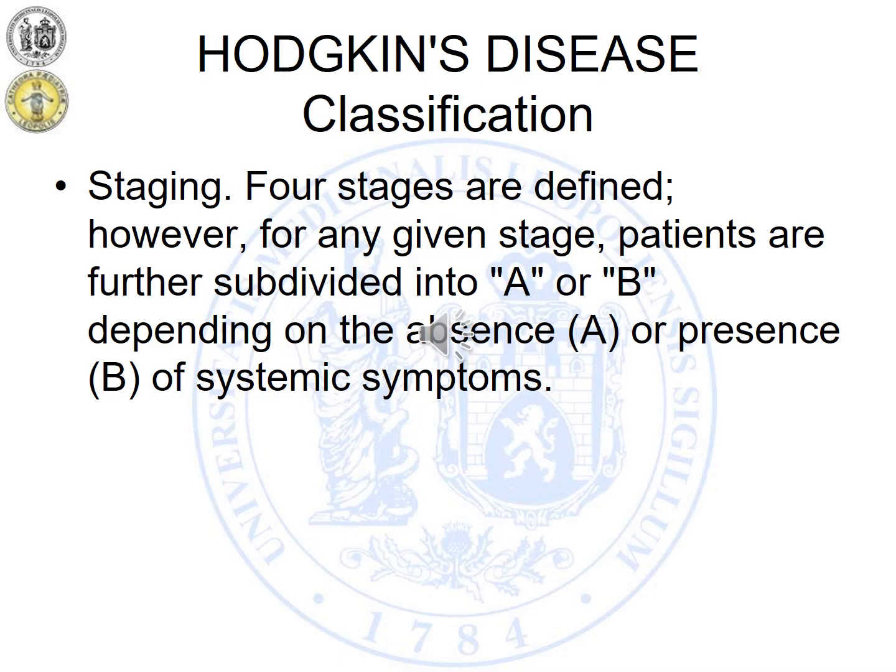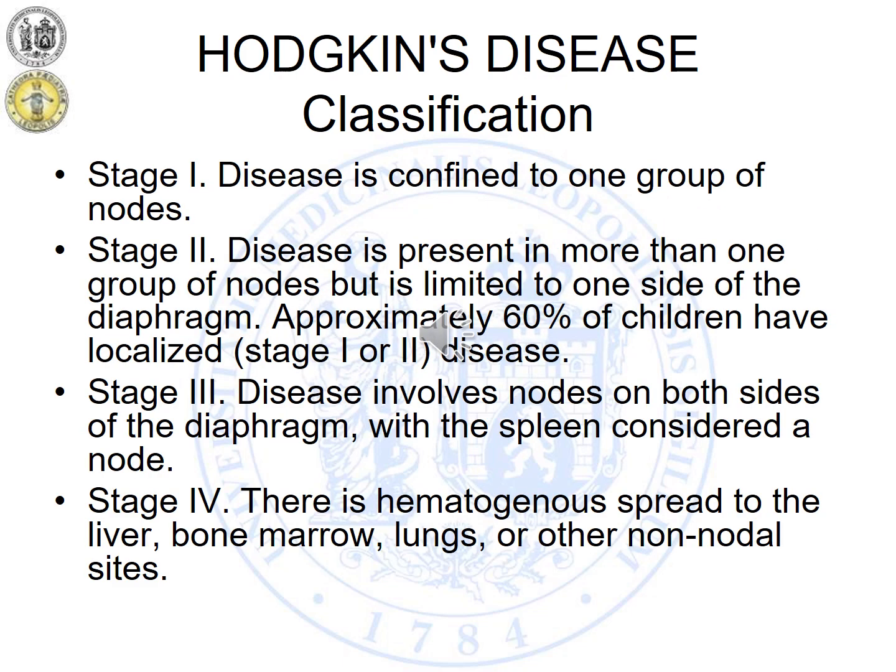For clinical staging, we have four stage definitions. Additionally, any stage is subdivided into A or B subgroups depending on the absence or presence of systemic symptoms. Stage 1 is when disease is confined to one group of nodes. Stage 2, disease is present in more than one group of nodes, but limited to one side of the diaphragm. Approximately 60% of children have localized stage 1 or stage 2 disease.